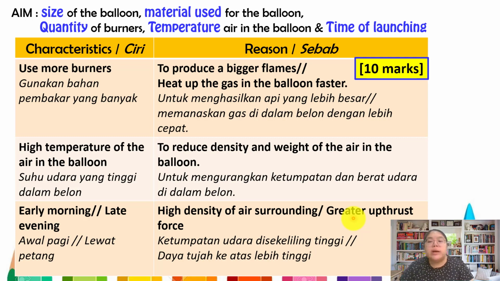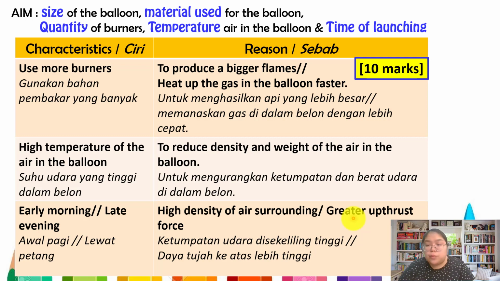Okay, so this one is a 10 marks question. Just now I already mentioned 5 characteristics. When you mention 5 of the characteristics and give 5 correct reasons, you can score 10 marks from this essay. So we call this an essay question. This one is a Form 4 topic.